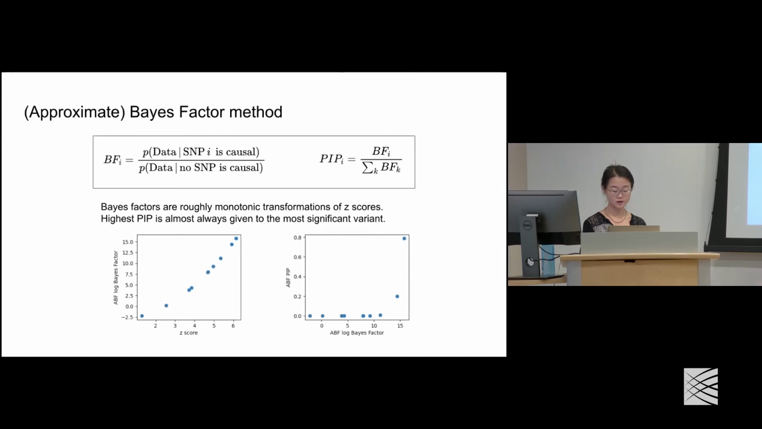And the transformation to PIP is monotonic as well. An important consequence of this monotonic transformation is that the highest PIP is almost always given to the most significant variant. So you take a locus and look at the Manhattan plot, and the top variant will pretty much always get the highest PIP. And one consequence of this is that it's very easy to construct a failure state for ABF.